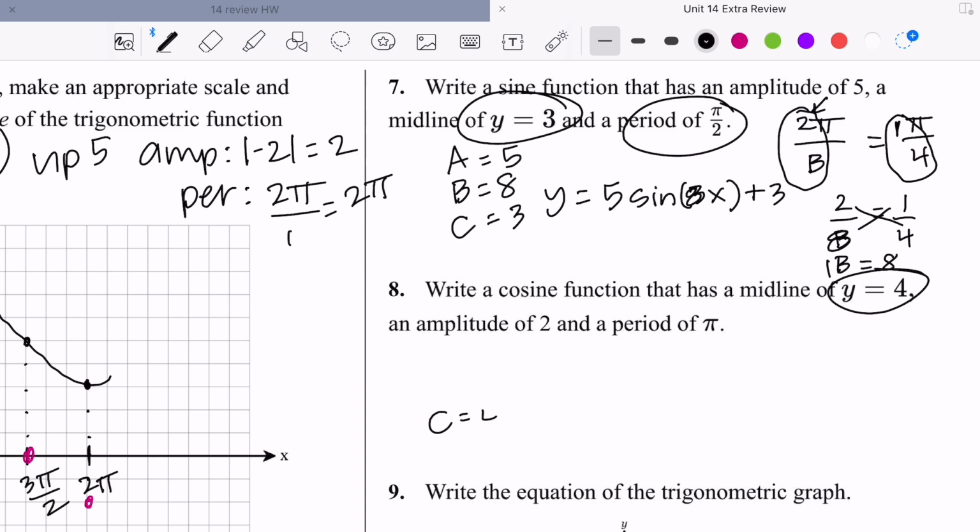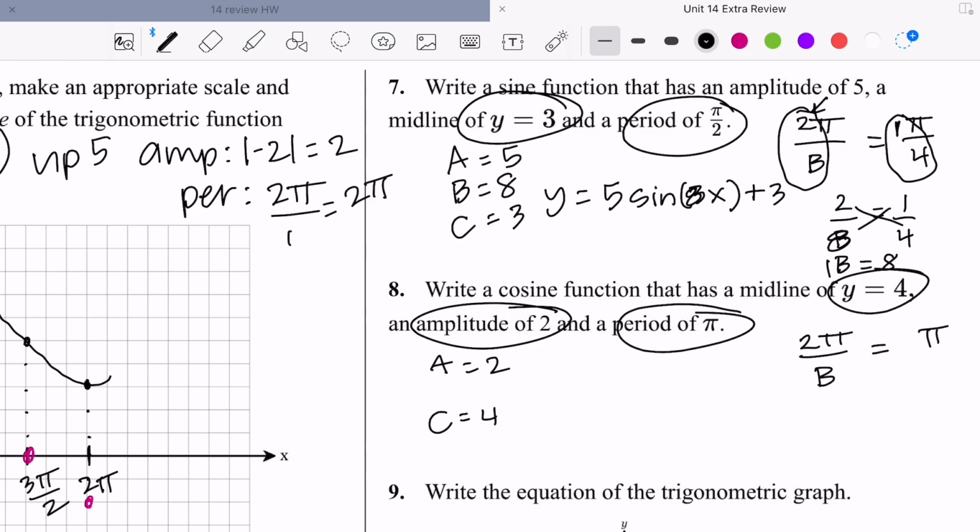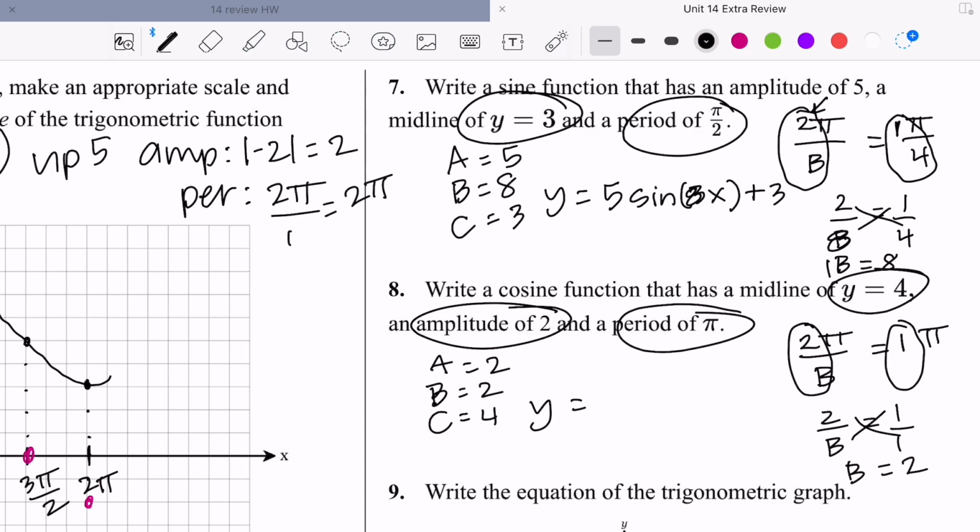For the next one, it has a midline of 4. That tells me C is 4, amplitude of 2, and then a period of pi. So again, 2 pi over b, and it's telling us this is pi. So it's really 1 pi. So what does this have to be in order for me to get to 1? You can just cross multiply and you get b equals 2. So then your equation is y equals 2 cosine of 2x plus 4.